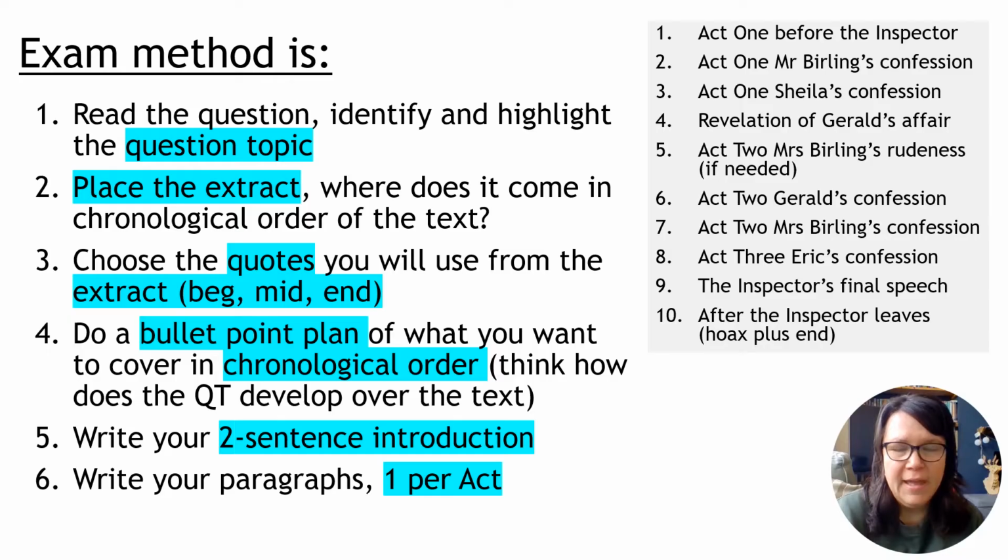Then you're going to do a bullet point plan to make sure that you cover the play in chronological order. You're going to think about what are all the key moments, how is the question topic shown in those key moments, how does the question topic develop or change over the course of the play. Then you're going to do a very quick 2-sentence introduction. That would be talking about the main purpose of the question topic and a little bit of introduction to what JB Priestley's overall message is.